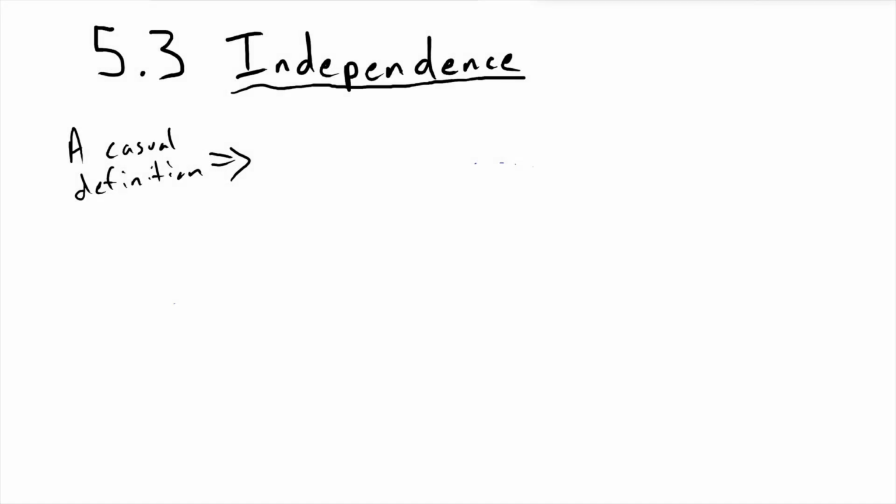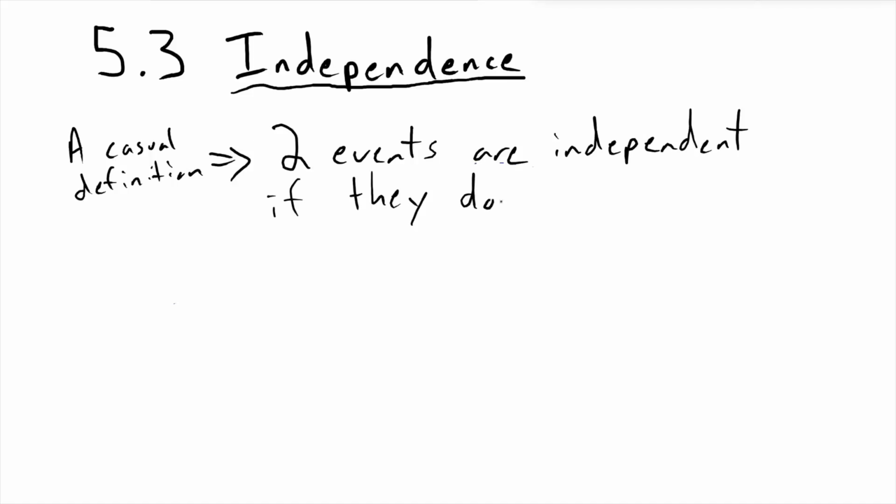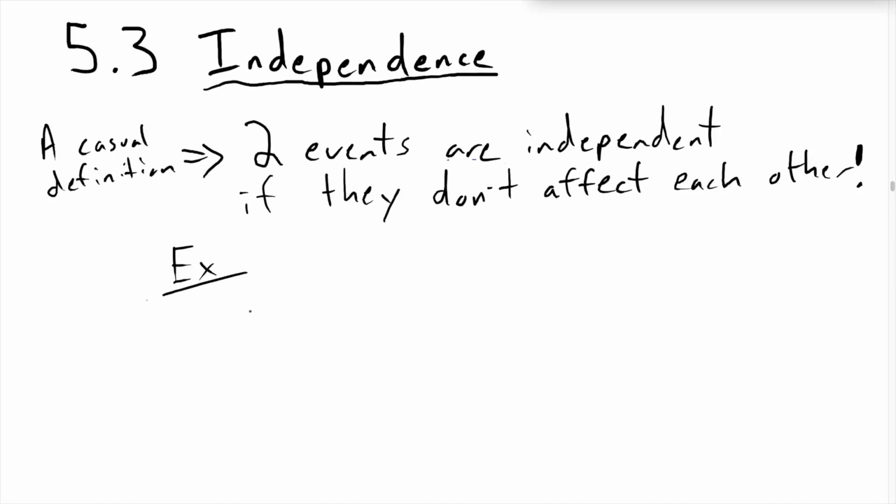So in section 5.3, we're introduced to an idea called independence. Two events are independent if they don't affect each other. So for example, coin flips. The outcome of one coin flip certainly doesn't have any effect on the outcome of the next coin flip, which is kind of interesting if you think about what this means.